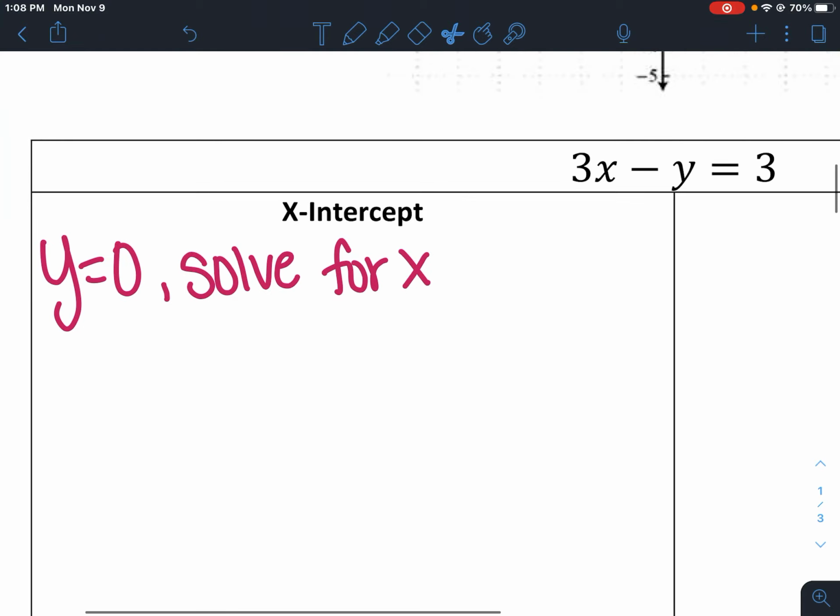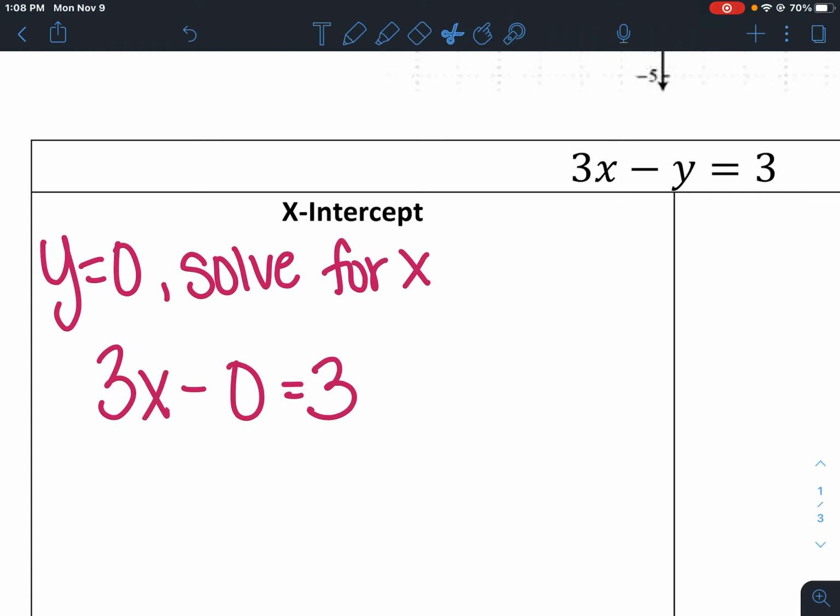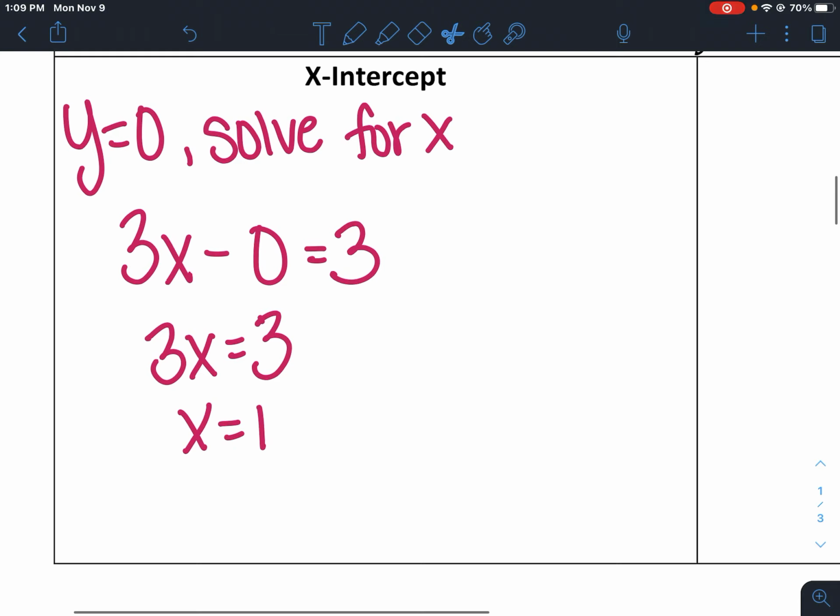So I'm going to take this equation that they gave me. I'm going to make y 0. I'm going to plug in 0 for y, and I'm just solving for x. So 3x minus 0 equals 3. 3x equals 3. I just got rid of the 0. And then we'll divide both sides by 3, which will leave me with x equals 1. So that means my x-intercept, x is 1, y is 0. X comma y, 1 comma 0.